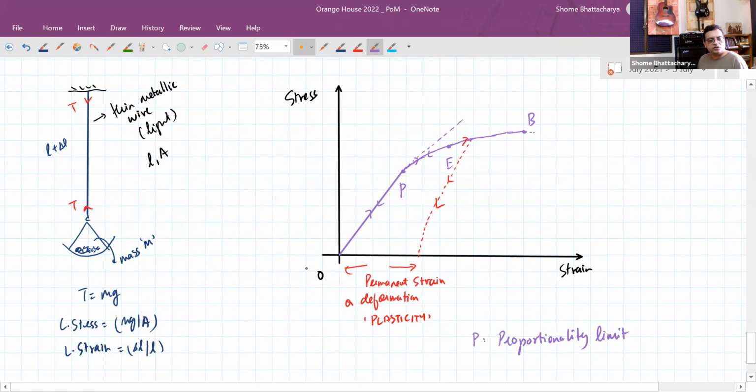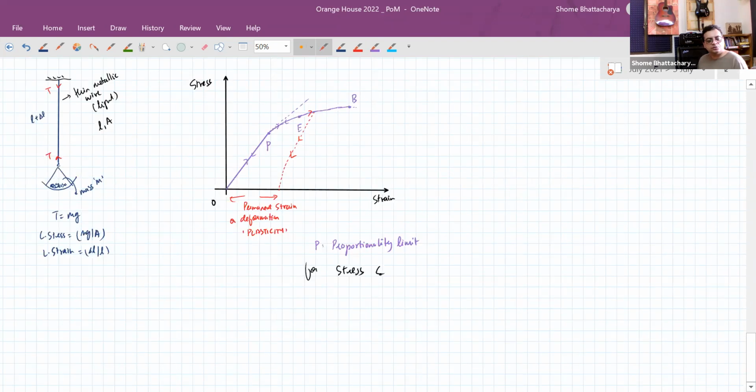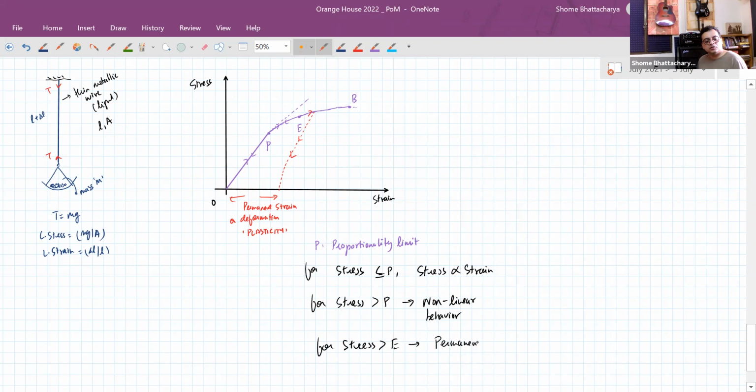So as we have seen before, for stress less than or equal to the proportionality limit, stress and strain are proportional to each other. For stress greater than the proportionality limit, there's a non-linear behavior between stress and strain. And for stress greater than the elastic limit, there is permanent deformation and plasticity. Whereas for this type of stress, the material behaves elastically. That is, if we release the external stress, it will tend to come back to its natural shape.